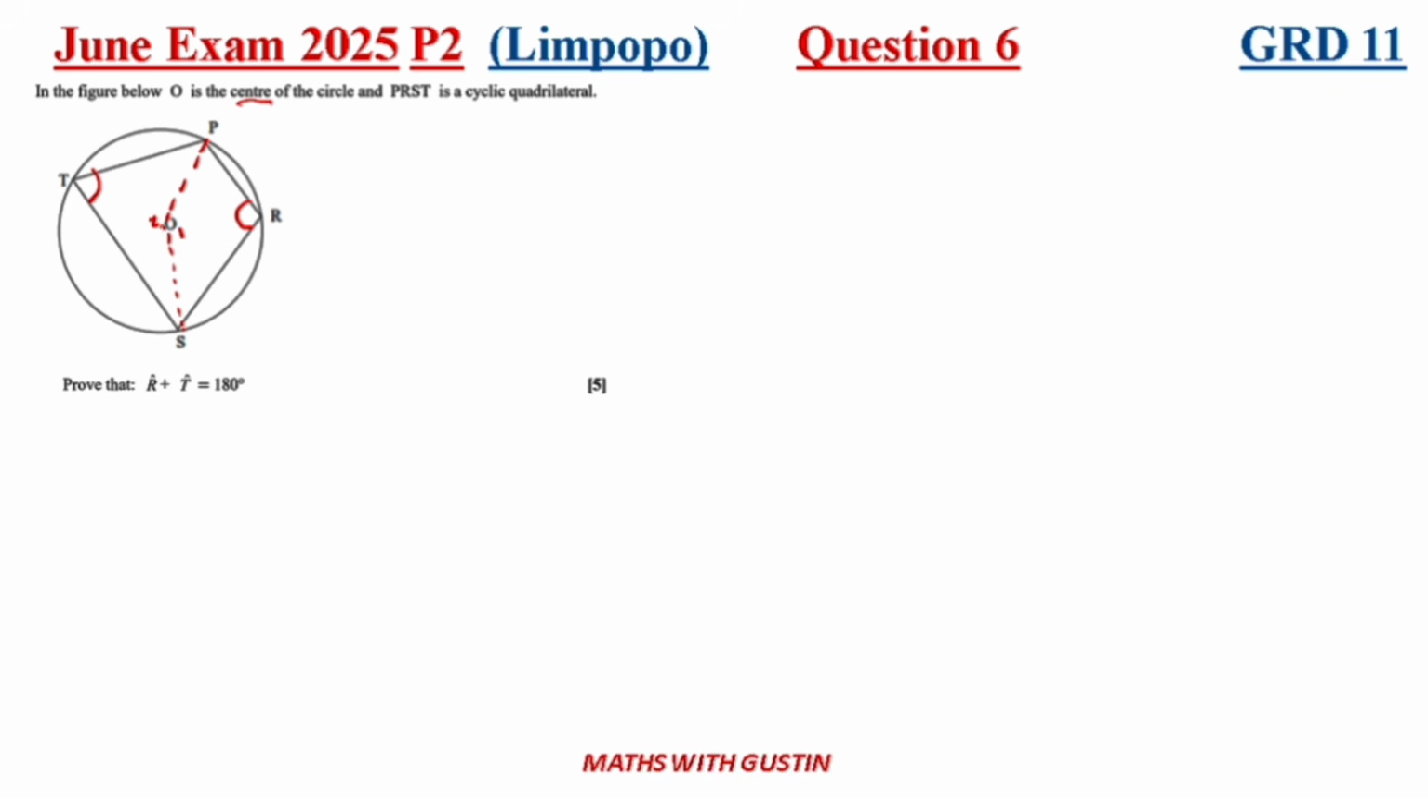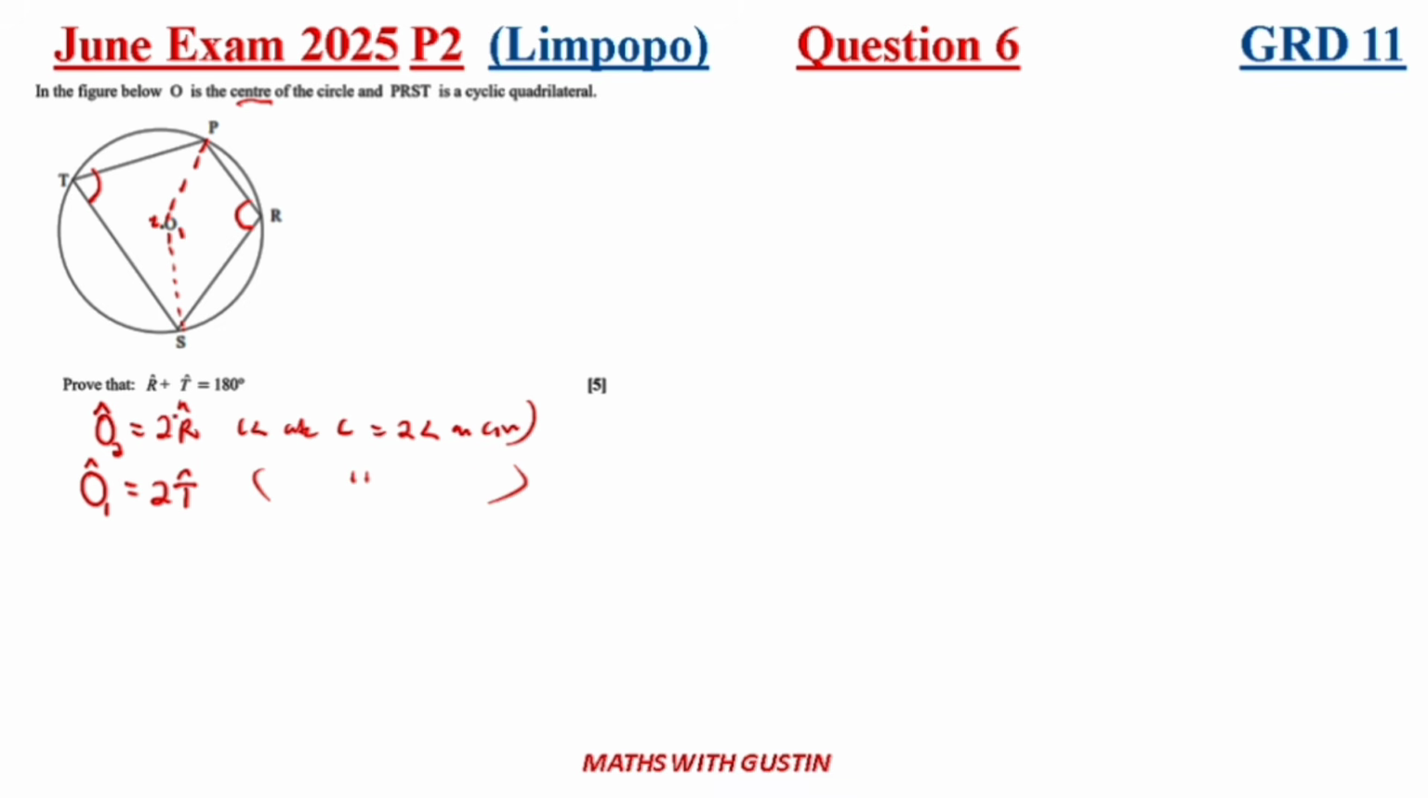So now it says O2, angle at the center is going to be twice angle at the circumference. So now O2 is equal to twice R. Therefore O1 is equal to twice T. Angle at the center is twice angle at the circumference. That's our reason here. Angle at center equals twice angle at circumference. Same reason here as well, guys.